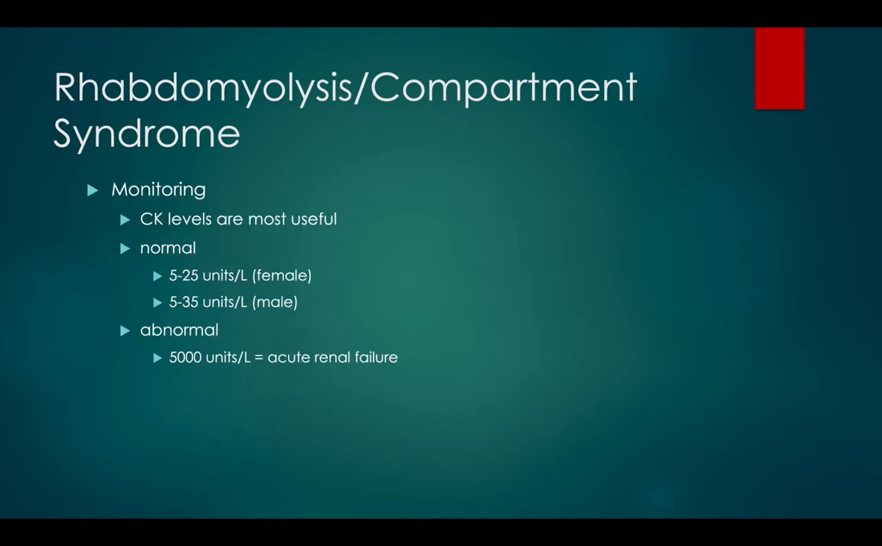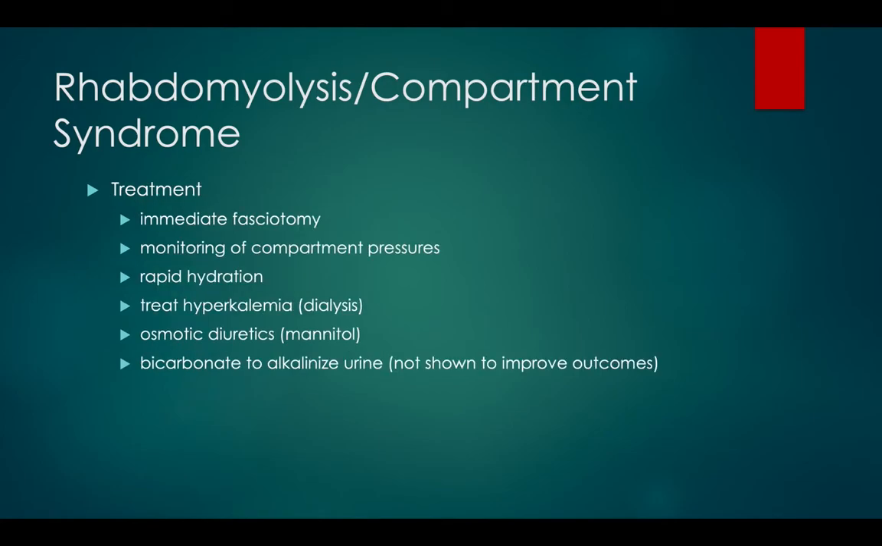So monitoring, you want to monitor CK levels, or creatine kinase levels. This is a very useful tool to monitor for rhabdomyolysis. These are the normal values and the abnormal values. Treatment, if it's a compartment syndrome, then you want to do an immediate fasciotomy. So to be clear, you can have rhabdomyolysis without compartment syndrome.